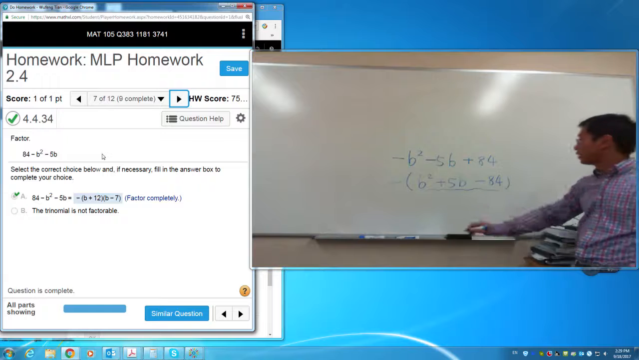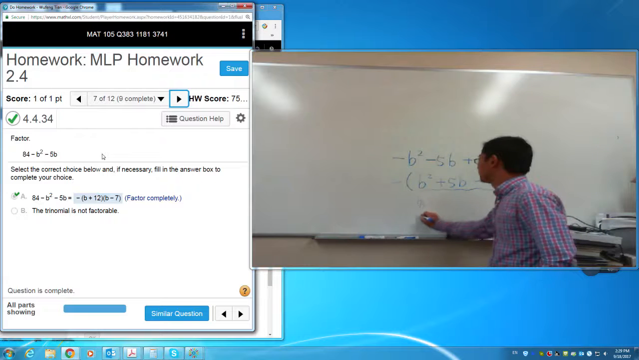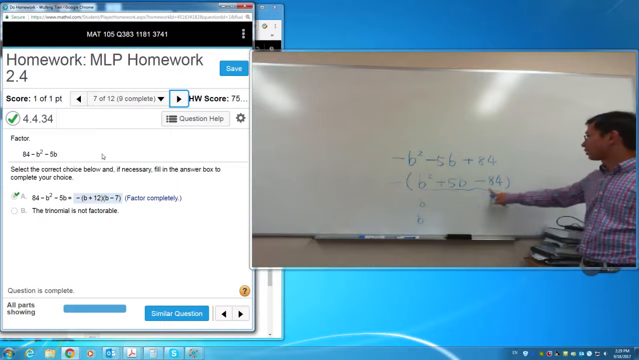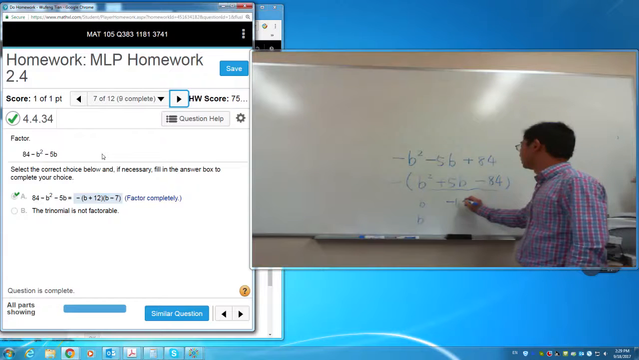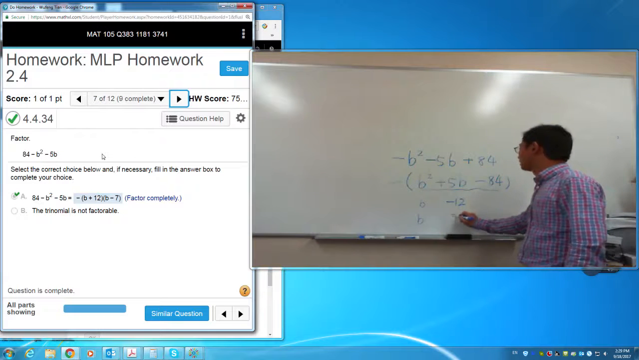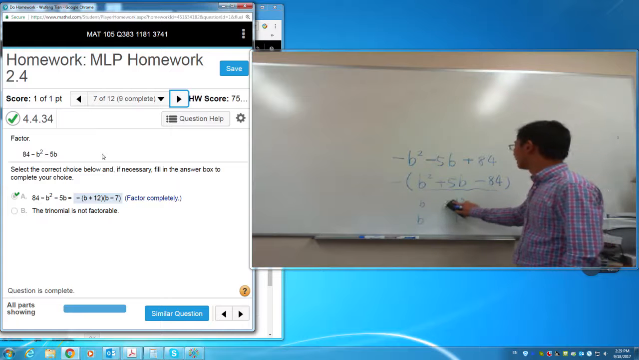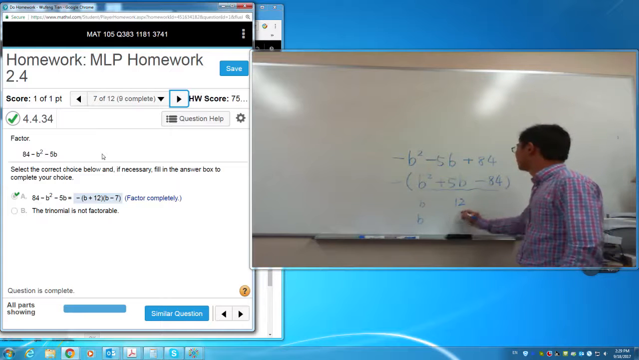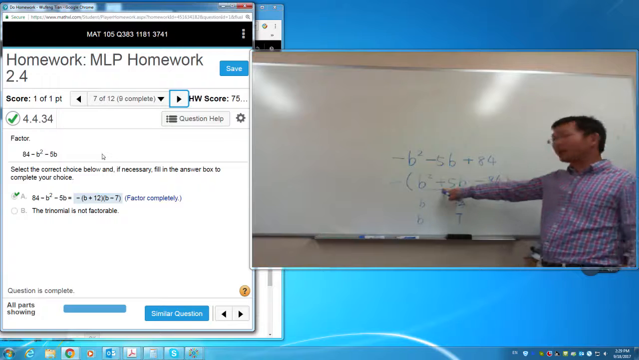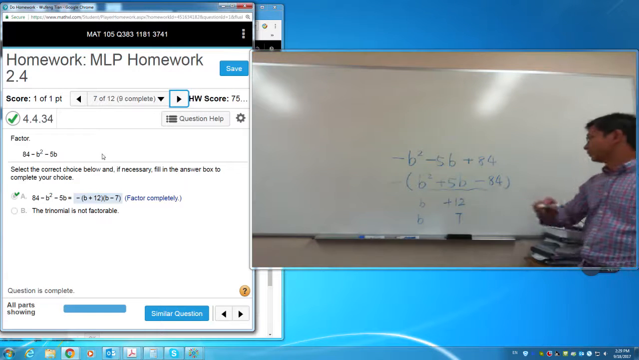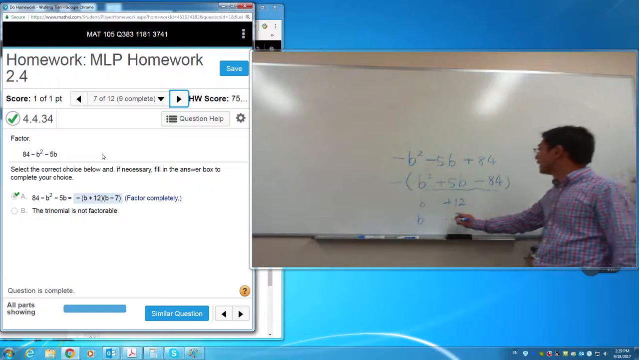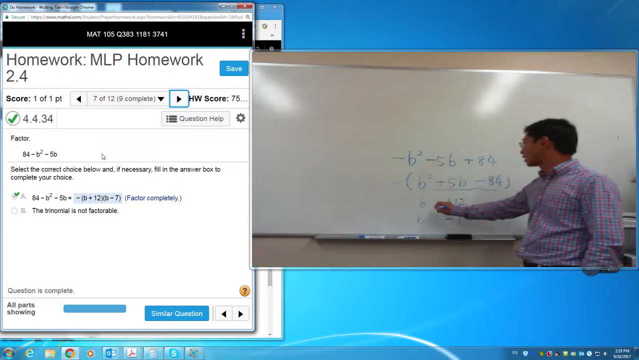So next, I just need to factor this one. How do I factor it? Still factor the first one, b times b gives you b squared. Factor the third one, which is negative 12 and 7. I can't put negative on the 12 because the middle number is positive. I need to put a positive on the 12, so negative on the small number. Then I cross multiply.